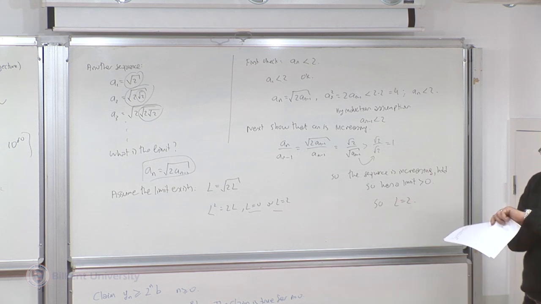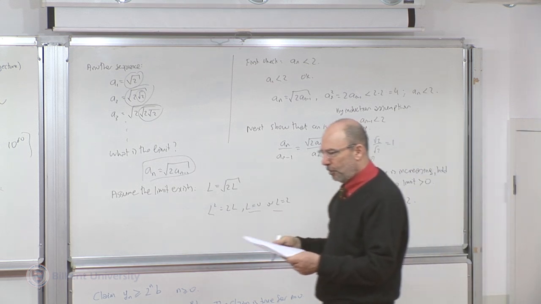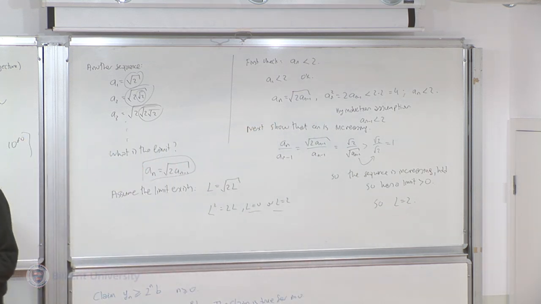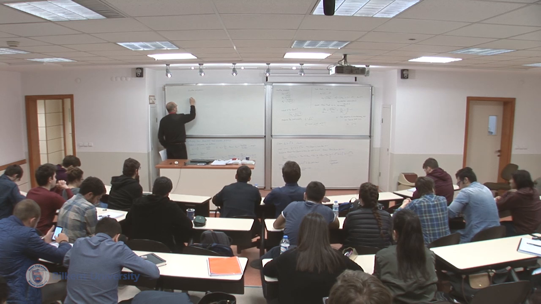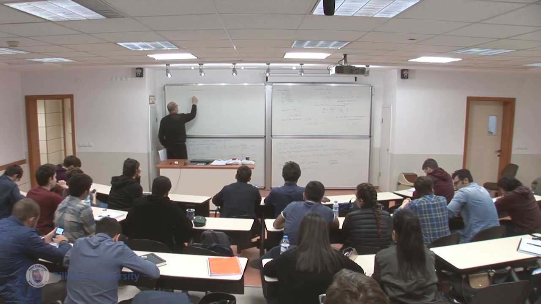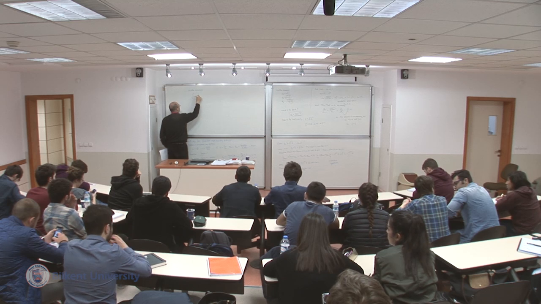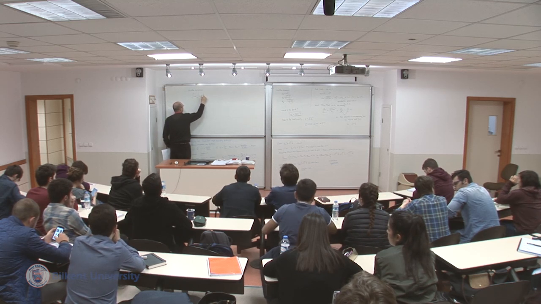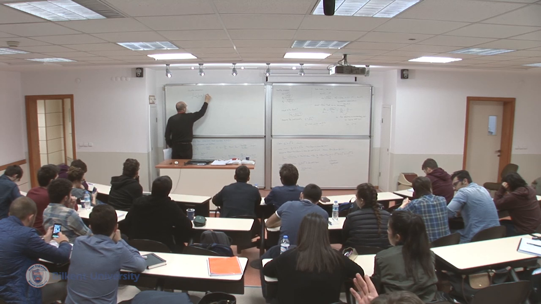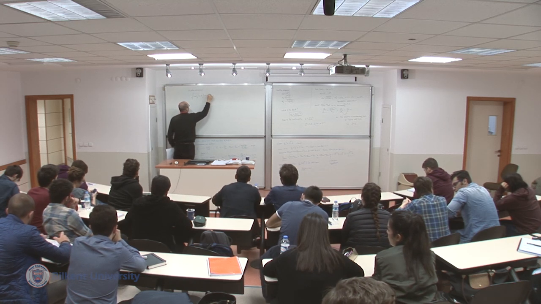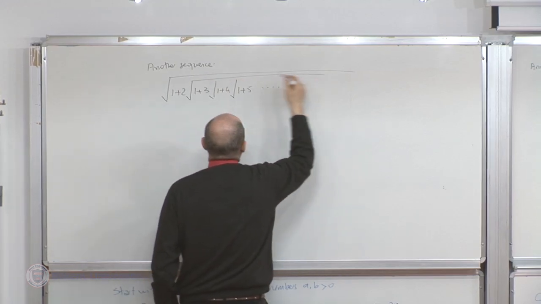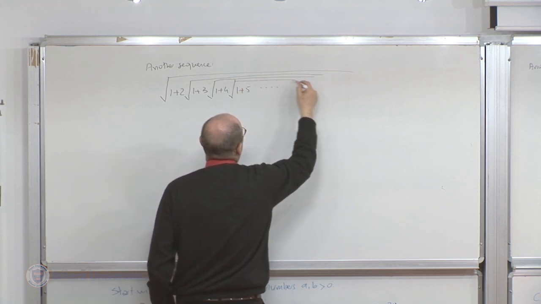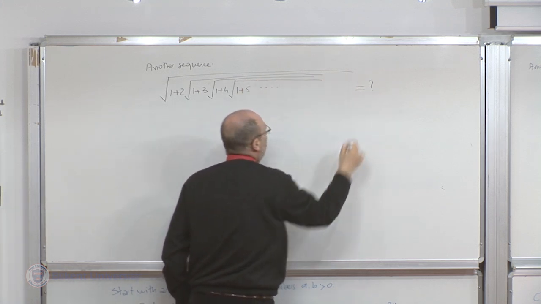Okay, one last sequence, again, to show that you can spend the rest of your life playing with these things. Here it's not easy to write down what the sequence is, but we consider this thing: the square root of 1 plus 2 times the square root of 1 plus 3 times the square root of 1 plus 4 times the square root of 1 plus 5, and so on. So I have all these infinitely nested square roots. So what is this equal to?